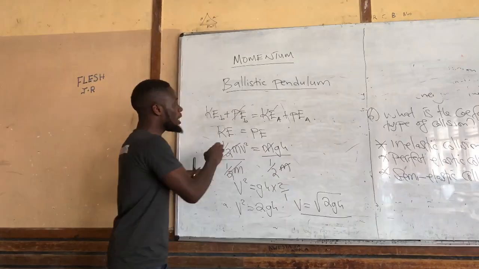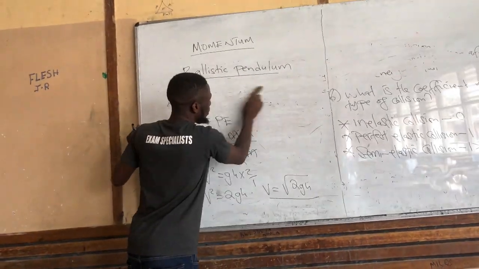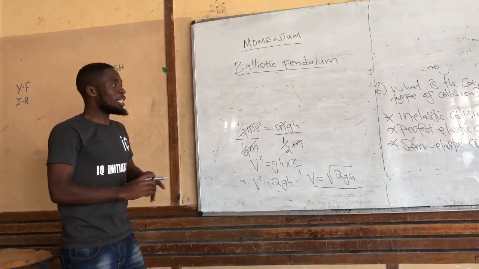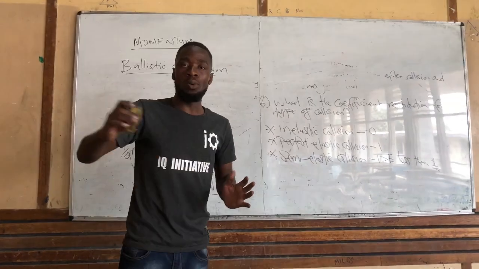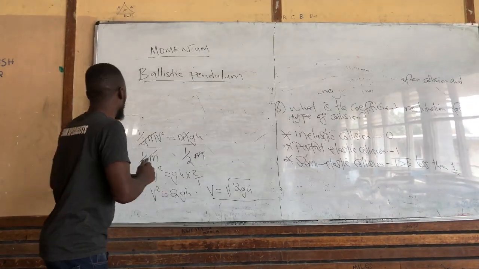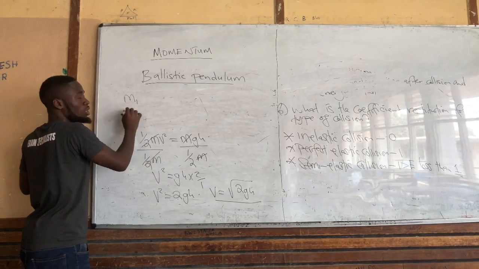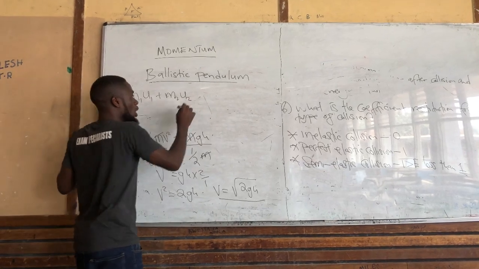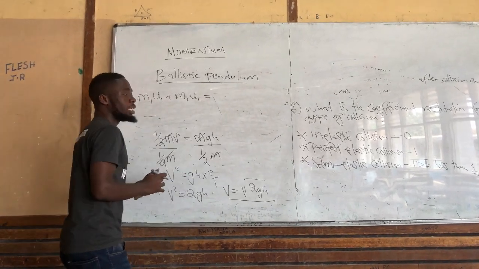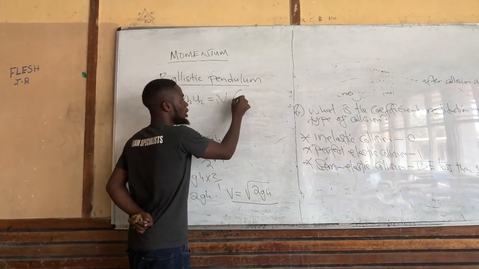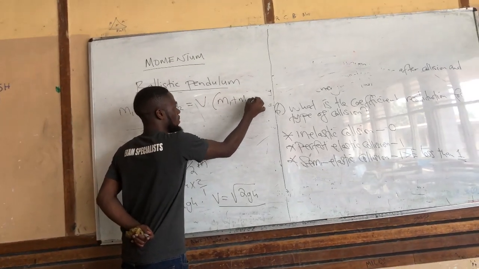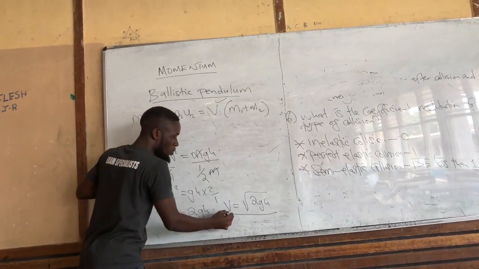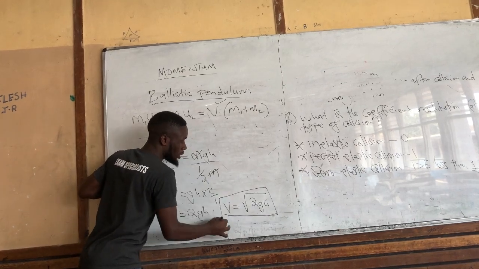So before collision, for example, if a block is just at rest there, the bullet is moving. So mass 1, which is the mass of the bullet, multiplied by initial velocity 1, plus mass 2 multiplied by initial velocity 2, is equal to what? Since they stick together, we factor the velocity, which is m1 plus m2, times v. In this case, this v on a pendulum will be the answer that you get here.